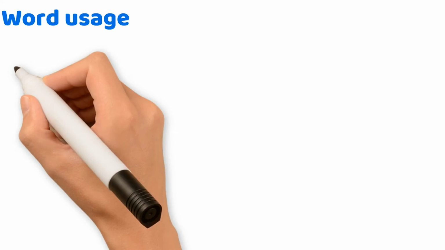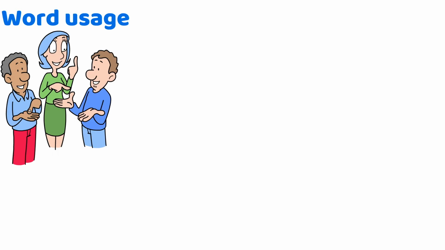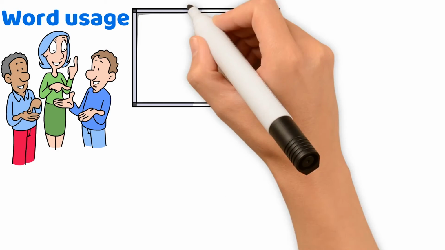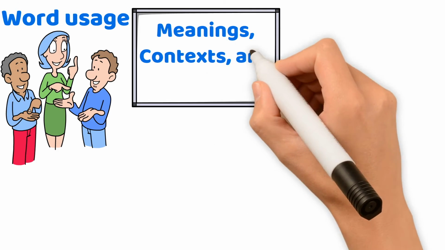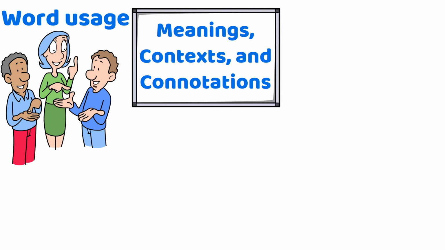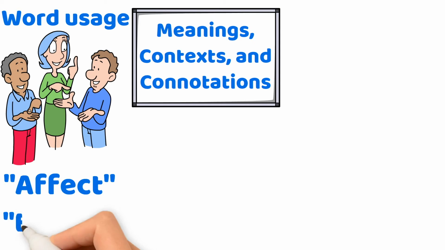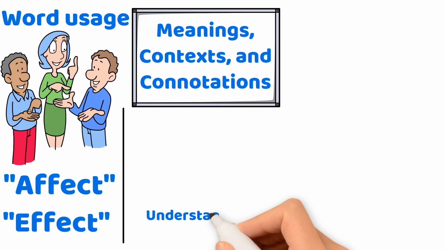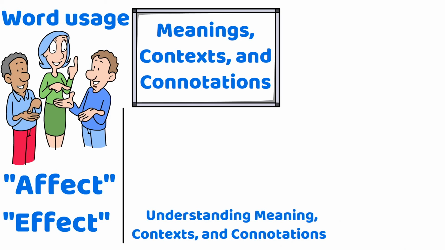Word usage determines how effectively a message is communicated. It involves choosing words that are appropriate for their meanings, contexts, and connotations. For instance, distinguishing between affect, a verb meaning to influence, and effect, a noun meaning the result, is vital.